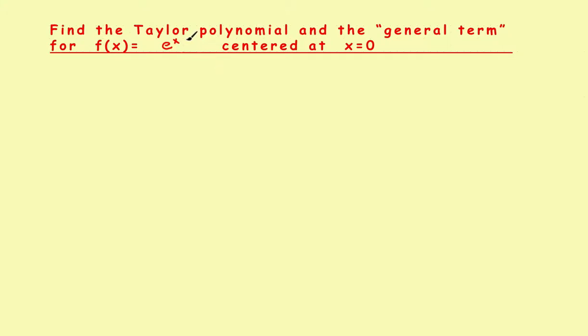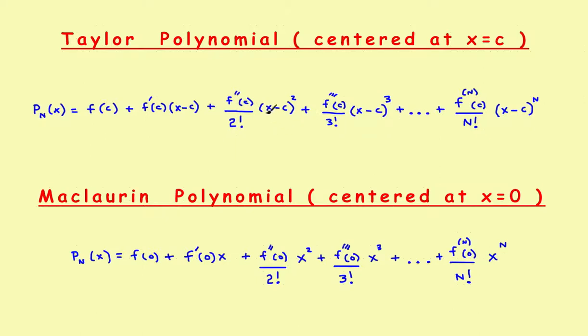Okay, now, whenever you want to find a Taylor polynomial, the first thing to do is to start with the formula. And just to remind you, if you look in your book, you should find this definition for a Taylor polynomial. Now, this would be if it's centered at c. Now, there's a special case. If you center the polynomial at x equals 0, then a Taylor polynomial actually becomes a Maclaurin polynomial.